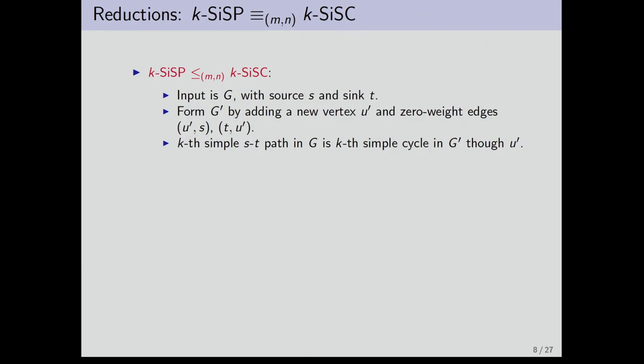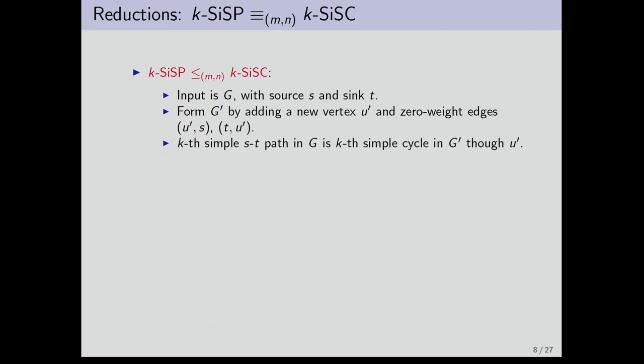Okay, so showing the equivalence is fairly simple. So we'll just do it in both directions. So KSISP reduces to KSISC. We just add a new vertex U prime to the graph and put 0 weight edges from U prime to S and T to U prime. And then we see that the kth simple shortest cycle in this updated graph G prime through U prime is precisely the kth simple ST path from S to T.